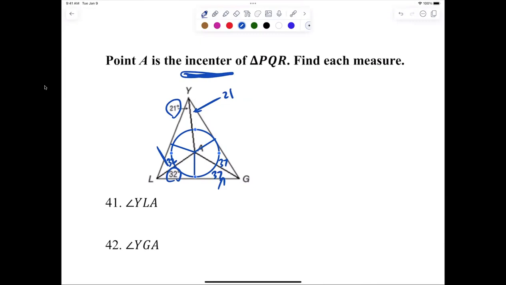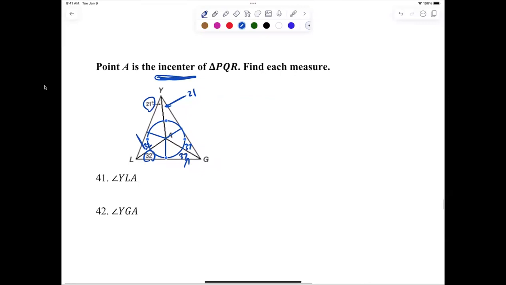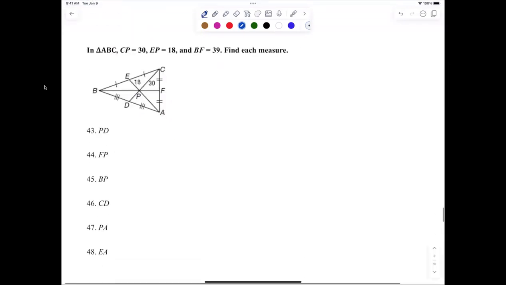Well, what's the incenter? What's the difference? Will you tell me what is the difference? All right, so is that good enough for YLA and YGA? Everybody's good with that? All right, here we go.